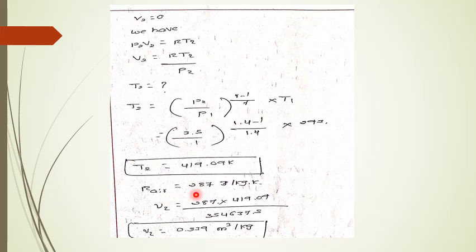We know that this constant is 287 joule per kg Kelvin. Then the specific volume v2 is 0.339 meter cube per kg. This is for an ideal gas. 287 joule per kg Kelvin is the ideal gas constant, and you need to remember this. So using the ideal gas equation, P2 v2 is equal to R T2, where R is the gas constant for air.